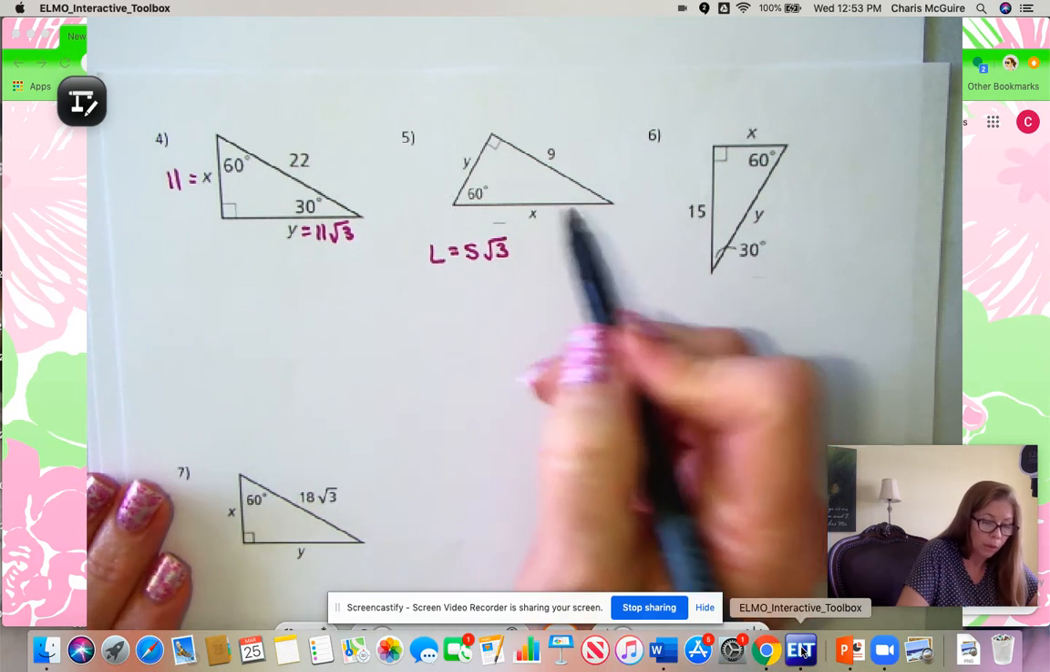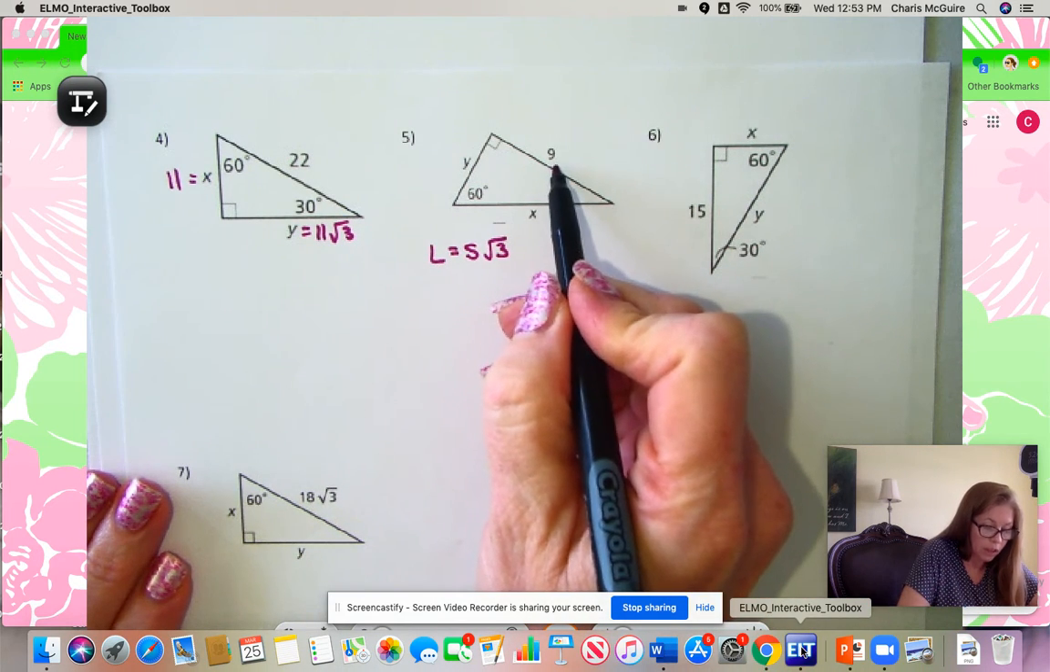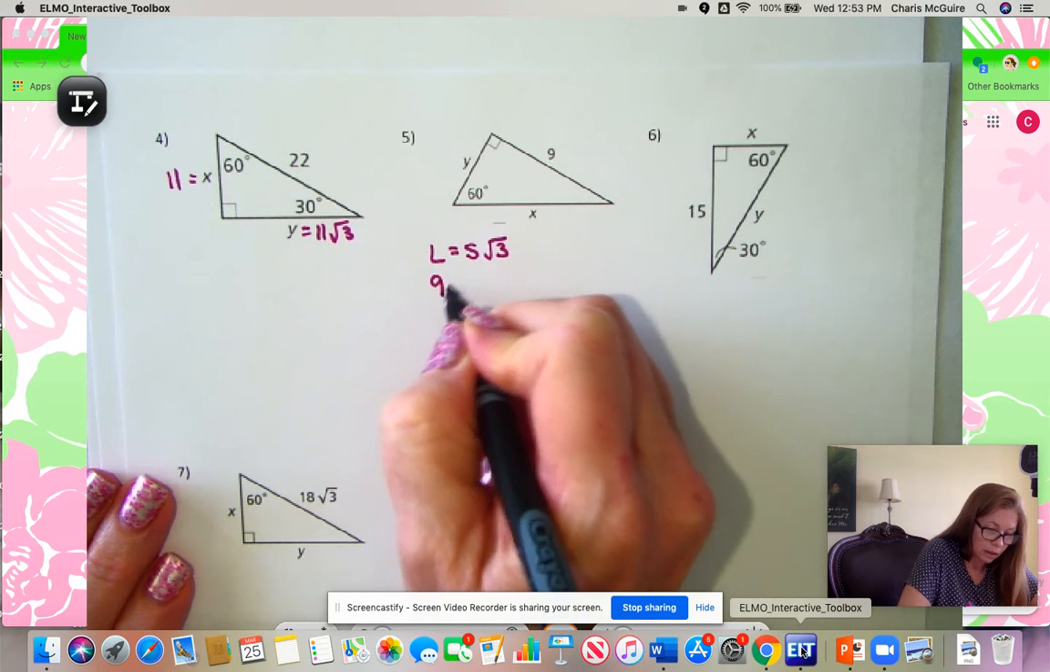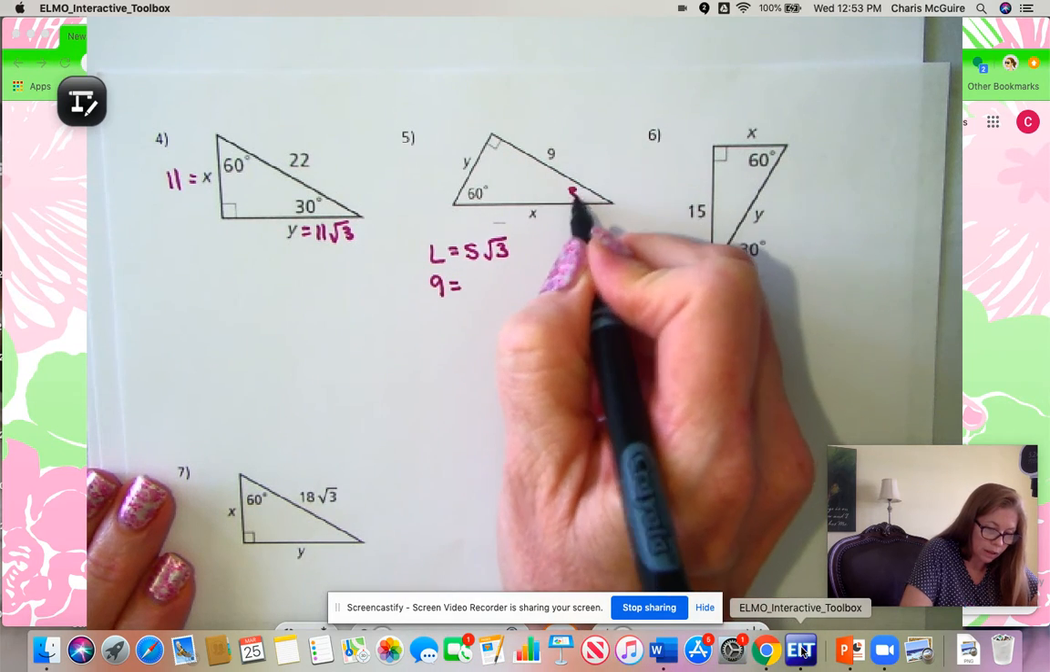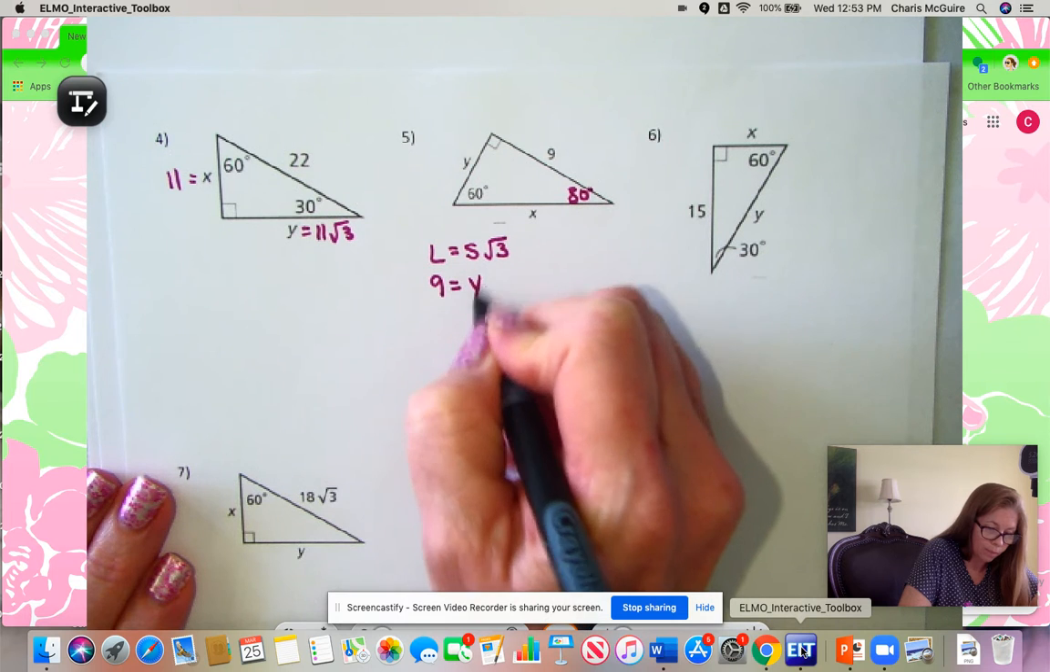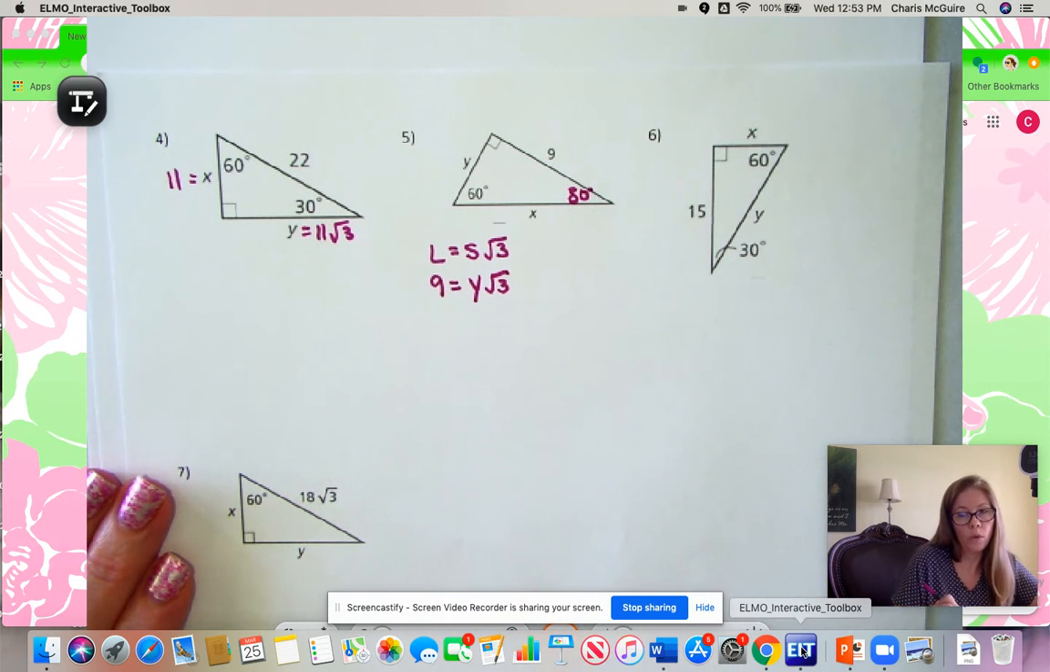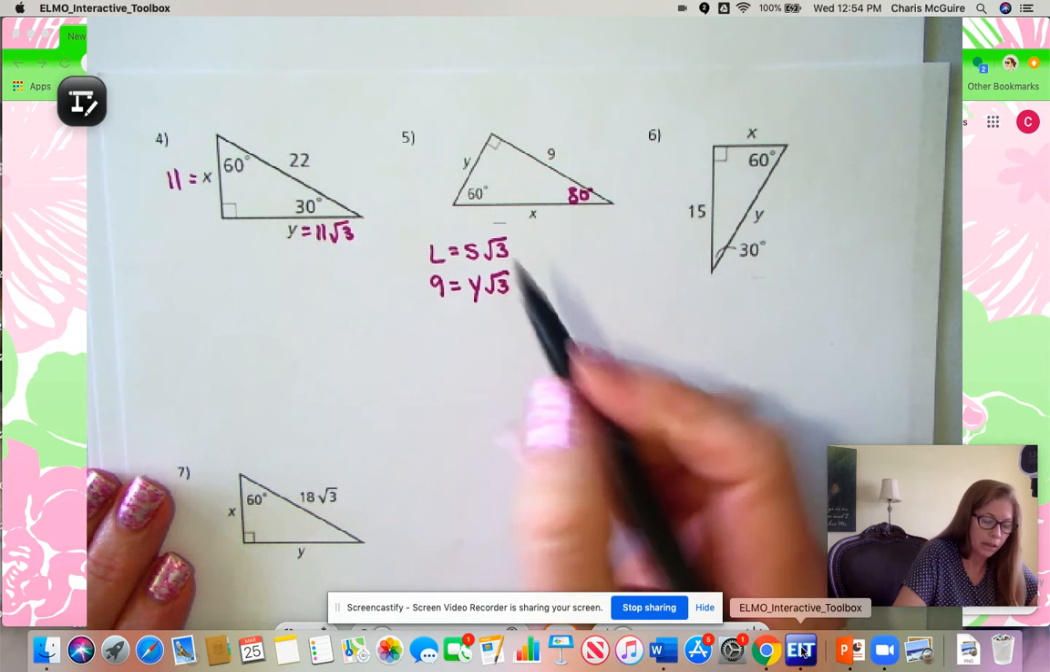And we're going to plug in what we have. We have the long leg, which is 9. And our short leg is the y this time. And you always want to find the short leg first, no matter if it's the x or the y. Just go for that one first. It makes life much easier.